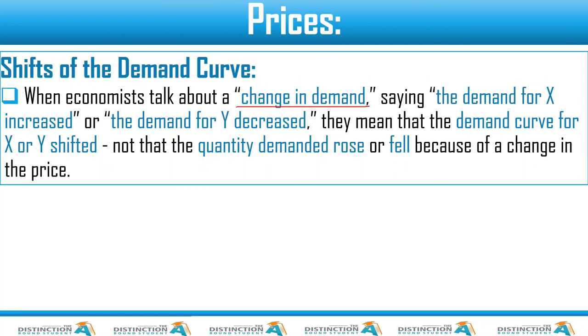So basically what I'm saying is this goes along with this, a shifting of a demand curve from D to D1. Then this goes along with this, a movement along the same demand curve, which is the same demand curve D. All right, so if there are questions, you know what you'd need to do.